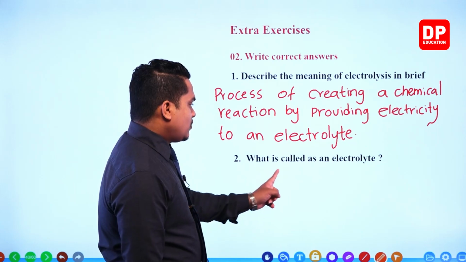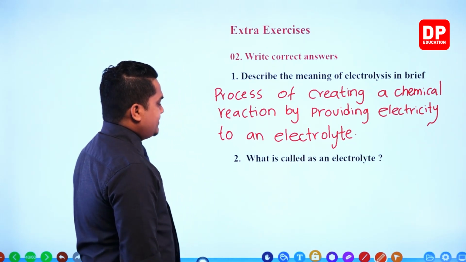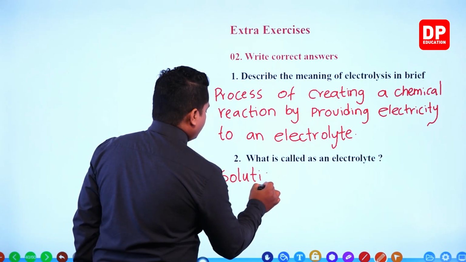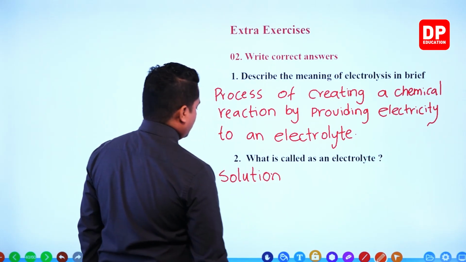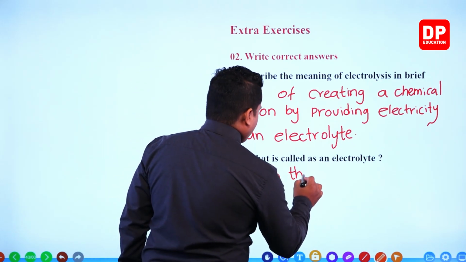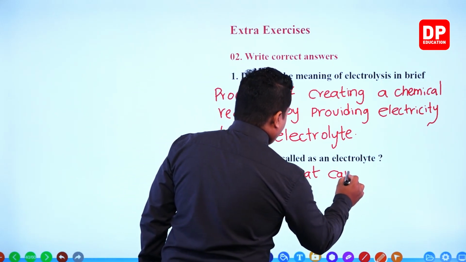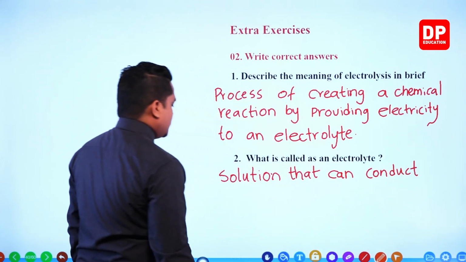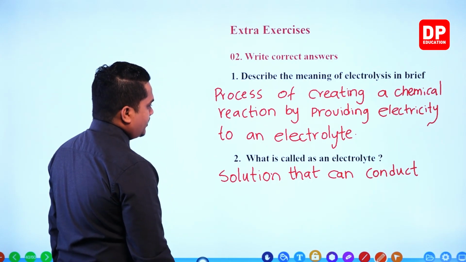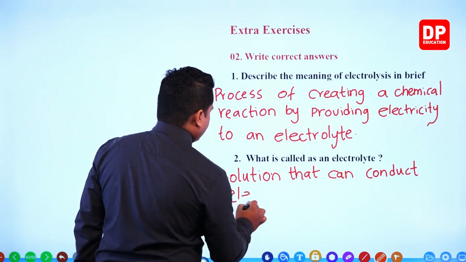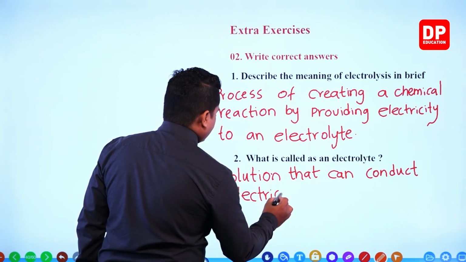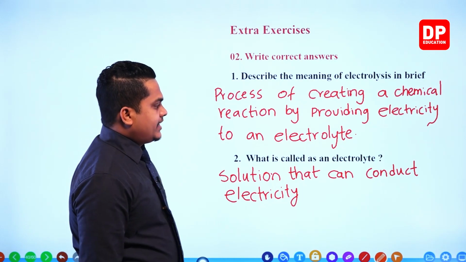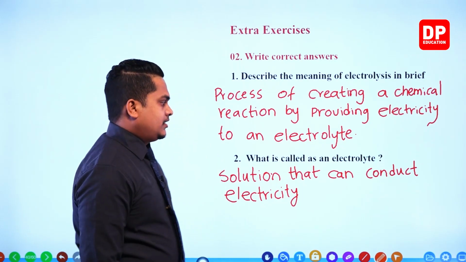Next one, what is called an electrolyte? Very simple, my dear children. We know that a solution that can conduct electricity. So a solution which can conduct electricity is called an electrolyte. Okay, right.